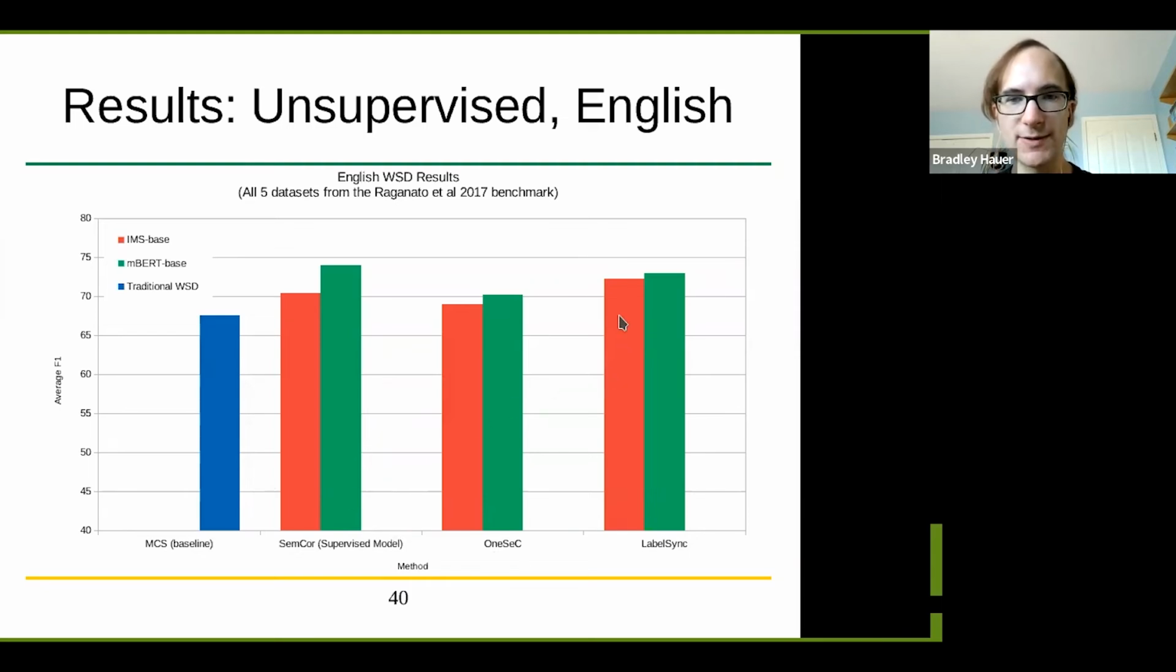Nevertheless, when IMS is trained on the data that LabelSync produces, the results are not only higher than when IMS is trained on OneSec's data, they are actually higher than when IMS is trained on SemCor. So when using IMS, you can see that the data that we generate with LabelSync is better than what you would get with a fully supervised model. Now, we don't see that with MBERT, only with IMS. However, even when MBERT is our WSD system of choice, our data still yields better results than OneSec.